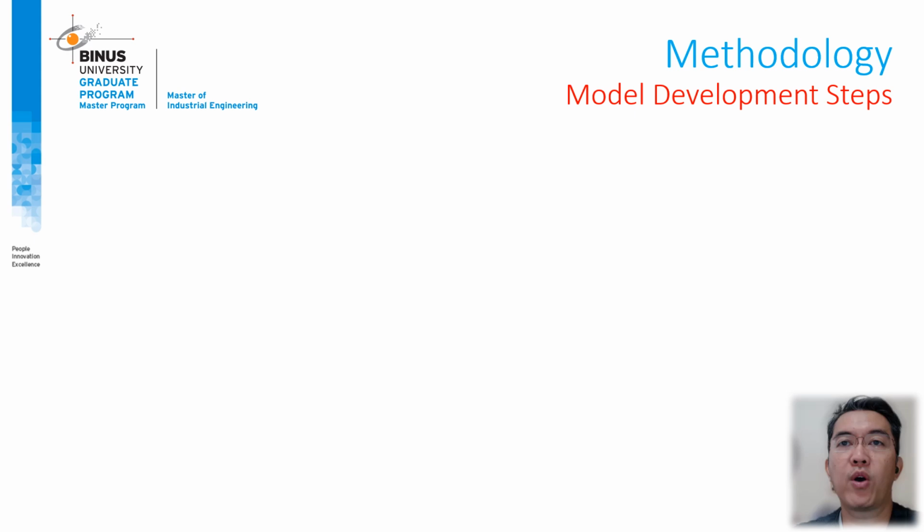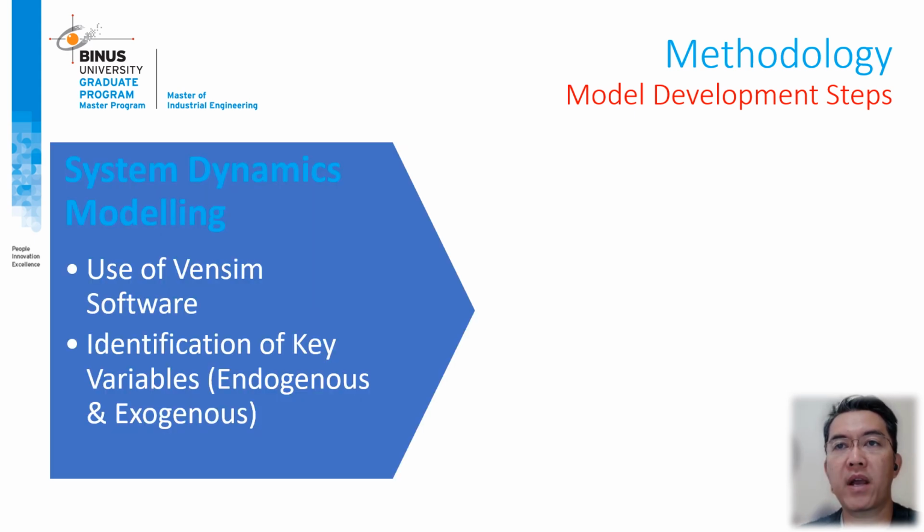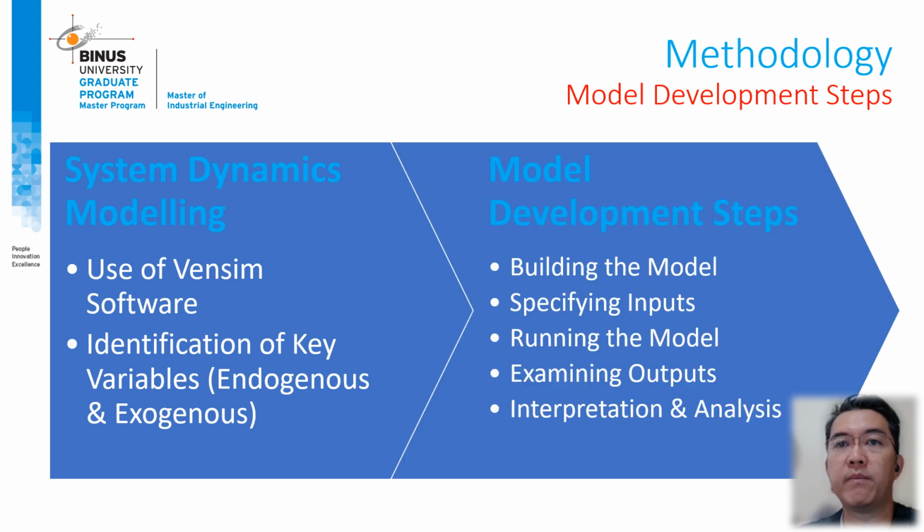The study employs system dynamics modeling using software to investigate the impact of change orders on labor productivity, quantifying productivity loss, and linking this loss to causes. Key variables, both endogenous and exogenous, were identified to build the model by studying the literature. The methodology involves several steps: building the model, specifying inputs, running the model, examining the outputs, and finally interpretation and analysis.